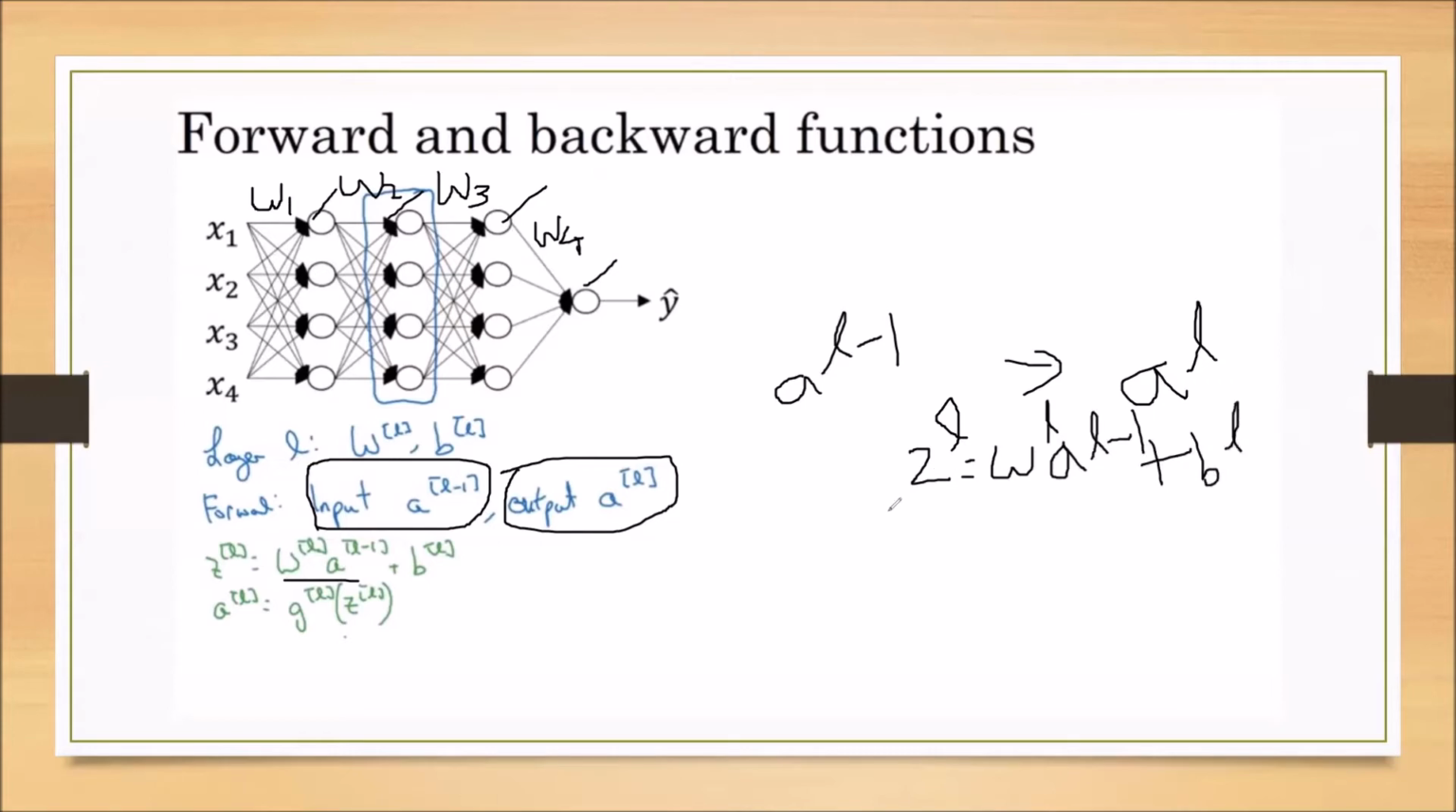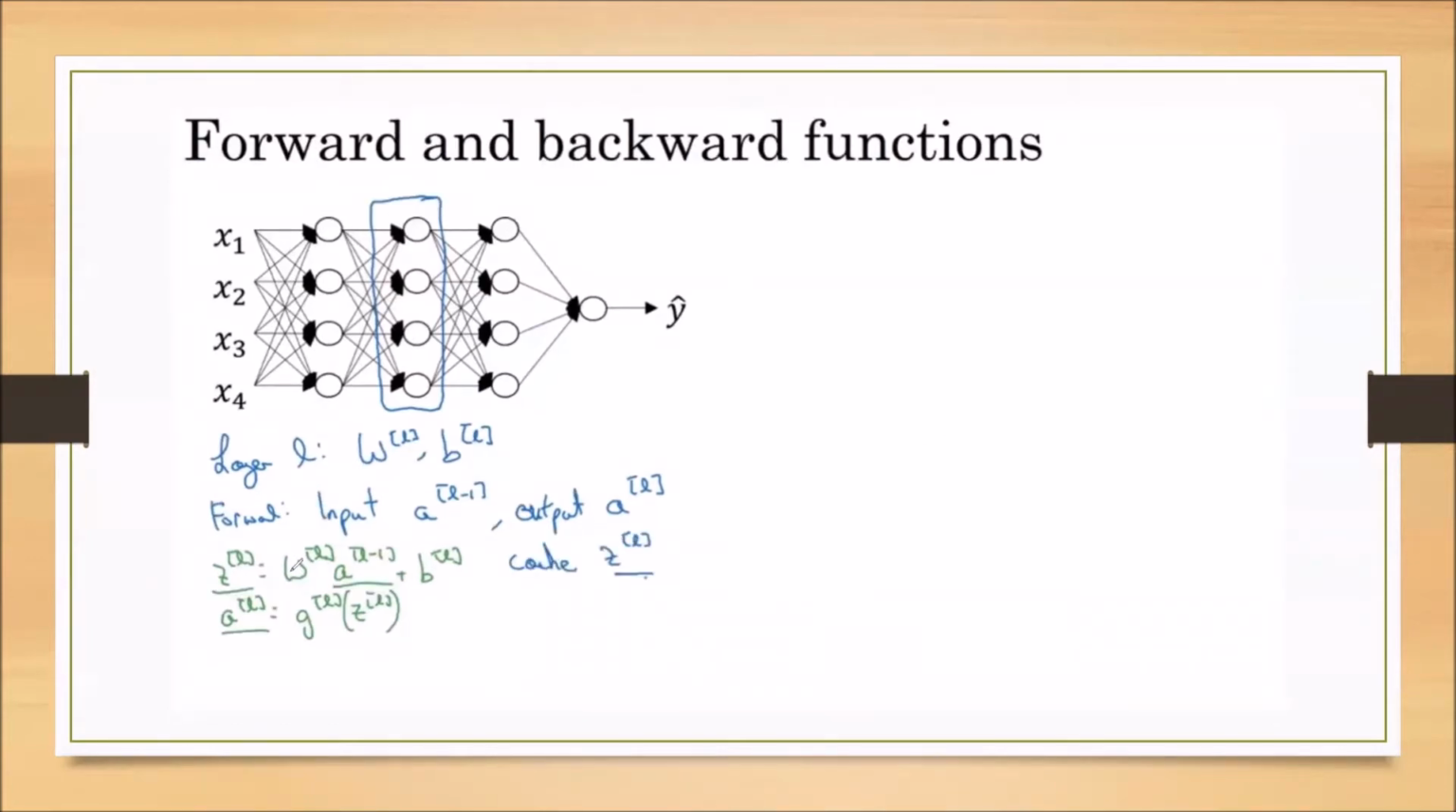And by using this Z[L], we are calculating the activation functions. So A[L] is equal to the activation function applied to Z[L]. If the activation function is the sigmoid function, we can write sigma of Z[L]. If the activation function is tanh, then we can write tanh of Z[L]. If the activation function is a rectified linear unit, then we can write ReLU of Z[L].